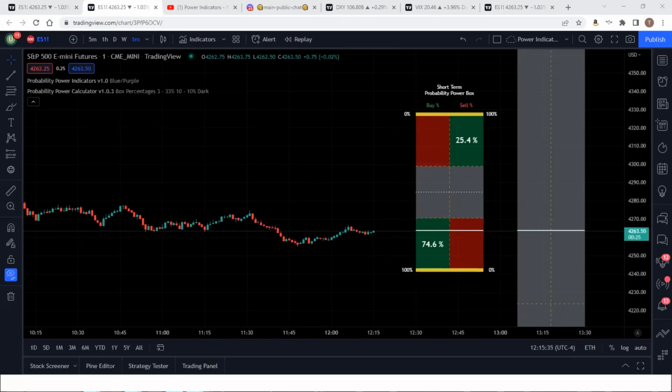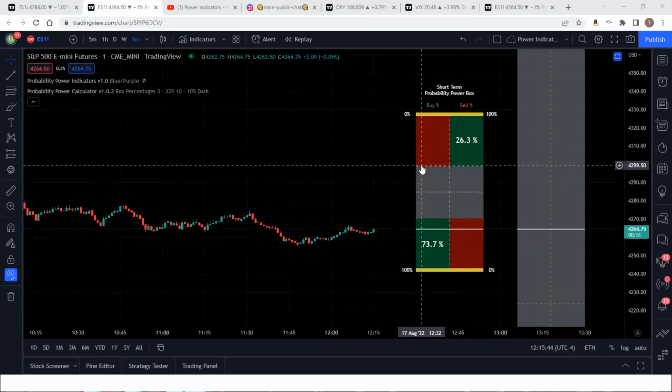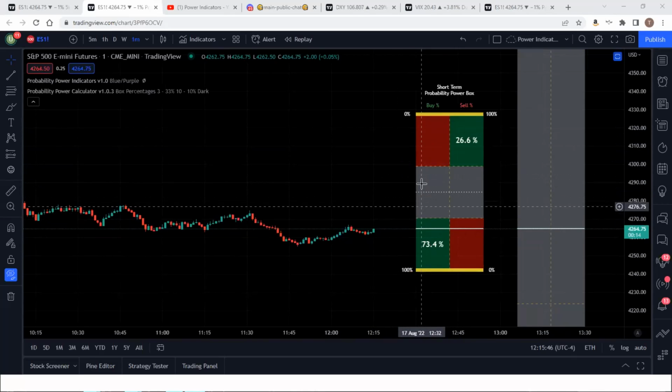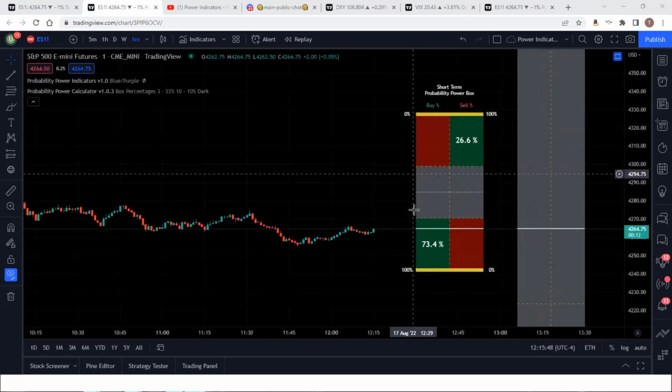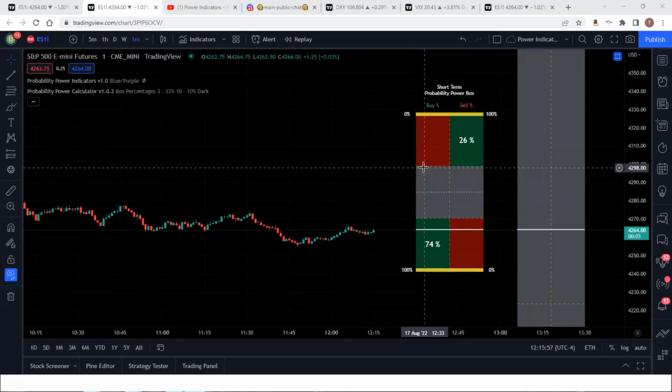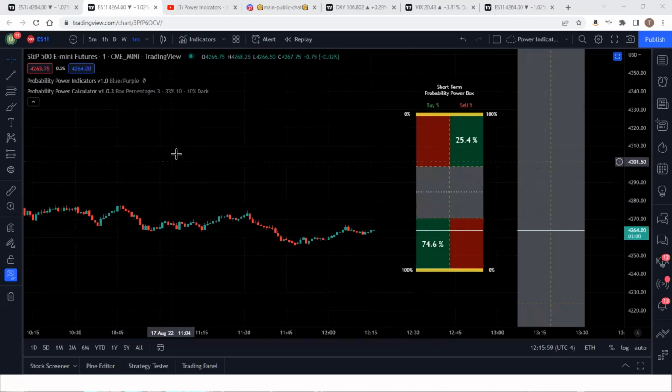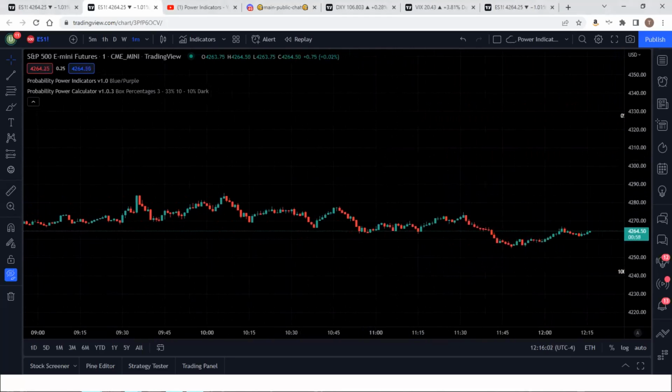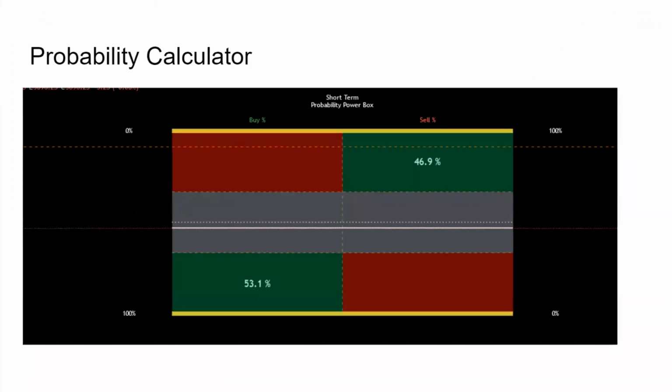When the price is down in the green area, that's when you want to start looking for longs. When the price is in the red area, that's where you want to start looking for shorts. And when the price is in the gray area, that's where you want to either use smaller sizes directionally, or don't trade directionally in that area. Okay, so that is the probability calculator.